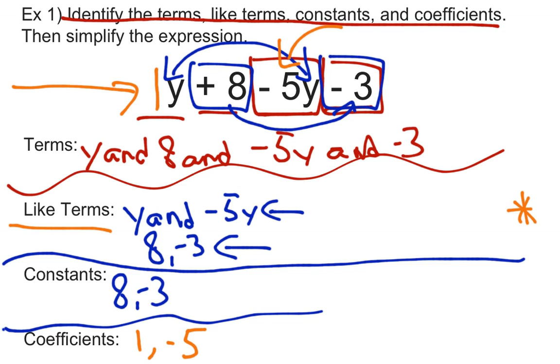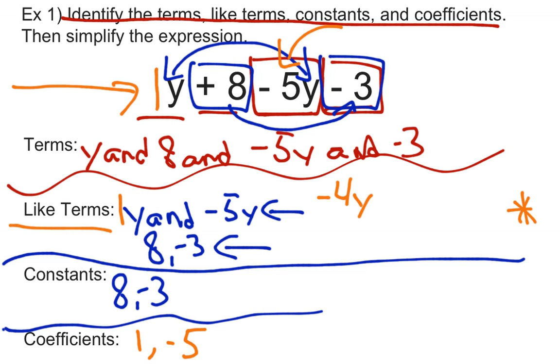So when I see the y and negative 5y, remember there's an invisible 1 here. That's 1y and negative 5y. If I add those together, I'm adding those coefficients. What's 1 and negative 5? Well, it's negative 4y. Okay?